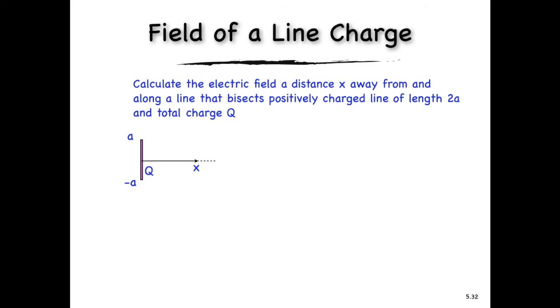Okay, so we've got a charged rod. Its length is 2a, goes from minus a to plus a. And we're going to calculate the electric field some distance x away from the center of the rod, in the perpendicular direction. So calculating this involves carefully drawing a picture and setting up the calculation.